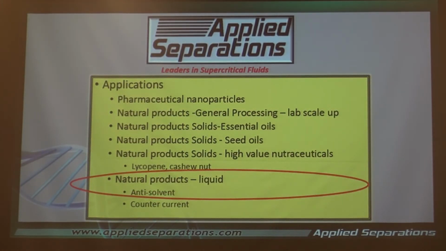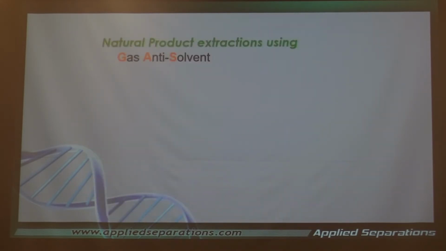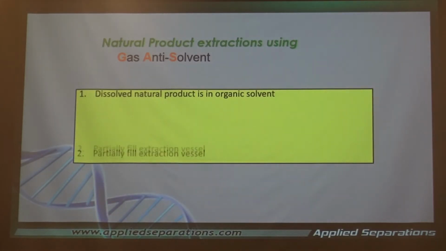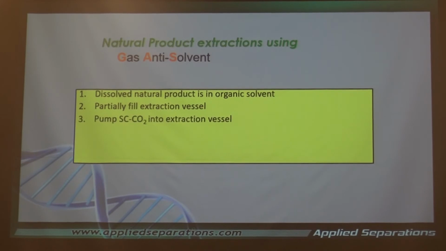Questions on that? A couple of examples as to all the different things that you can do dealing not only with solubility, but also dealing with the physical characteristics as well. You heard this term before, anti-solvent. Now this time what we're going to do is dissolve the natural product in a solvent because it's not soluble in the CO2.